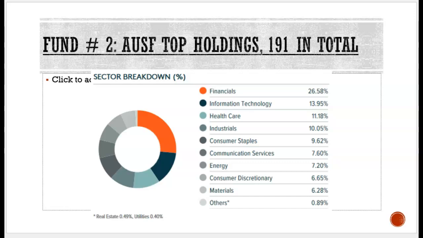All right. Now, the sector breakdown. We've got 26% in financials, 13% in information technology, healthcare, 11.18 industrials, and 10%. Then from there, quick rundown, all of these are less than 10: consumer staples, consumer services, communication services, energy, consumer discretionaries, materials, and other.